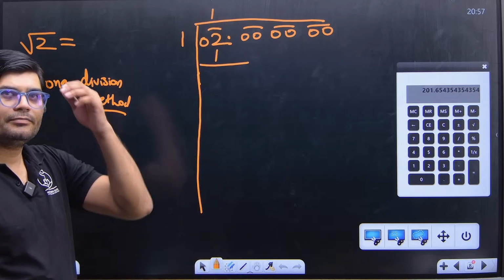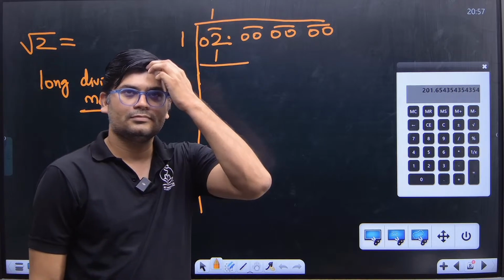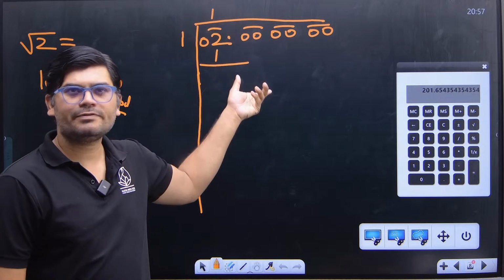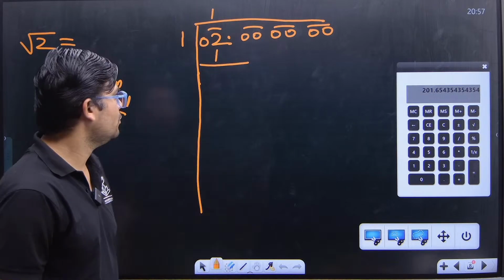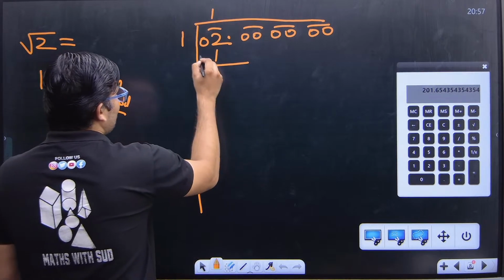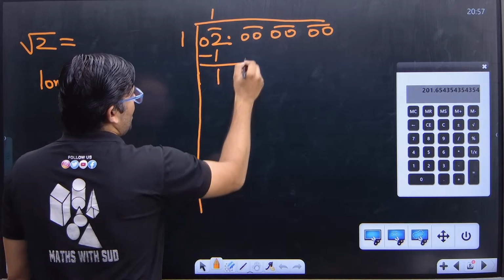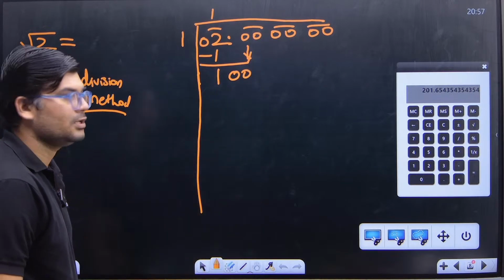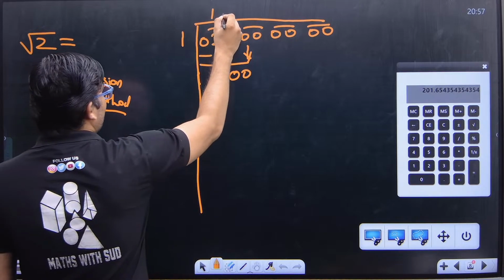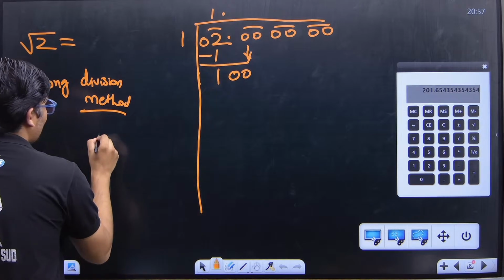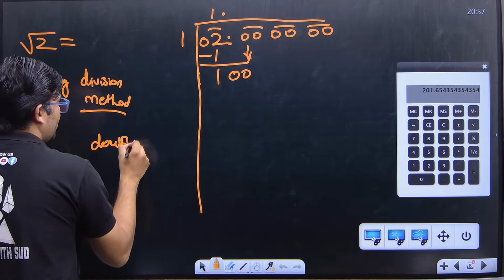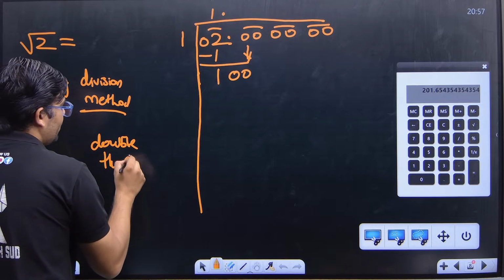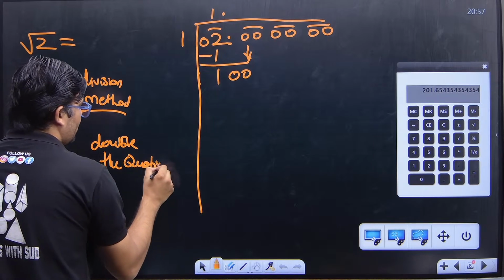Are you getting it? Yeah. 1 square is less than 2, 2 square is 4. It is more than 4. Yeah. Now you have to subtract this. Again you have to bring down 2 more numbers. 100. You will put a decimal here. Now you have to double the number. You have to double the quotient. You have to always double the quotient. This you have to remember.